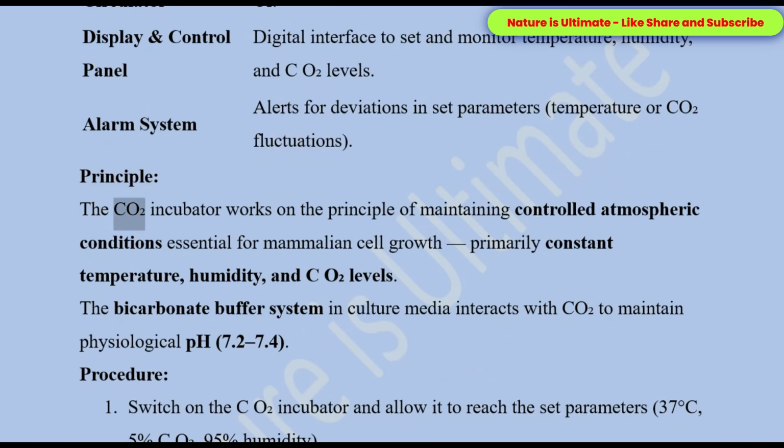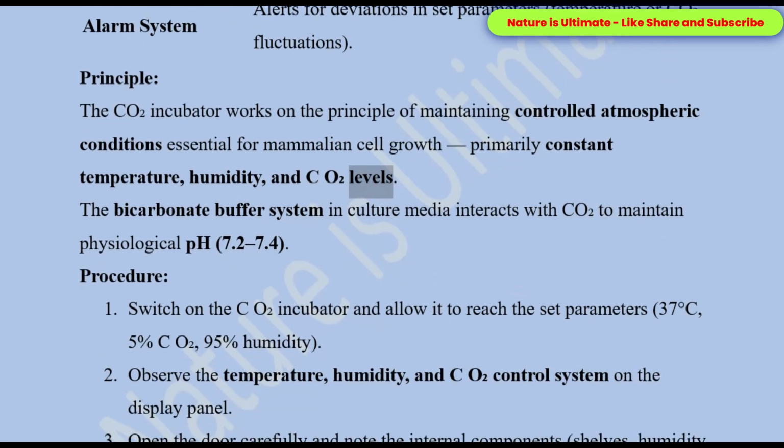Principle. The CO₂ incubator works on the principle of maintaining controlled atmospheric conditions essential for mammalian cell growth, primarily constant temperature, humidity, and CO₂ levels. The bicarbonate buffer system in culture media interacts with CO₂ to maintain physiological pH, 7.2 to 7.4.